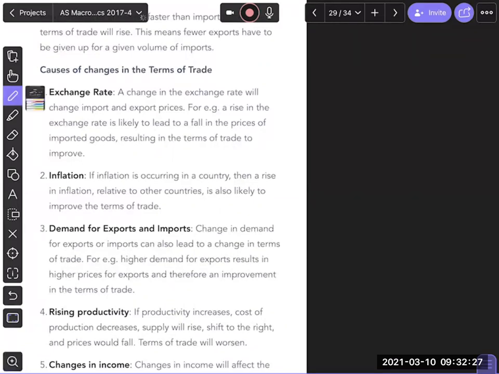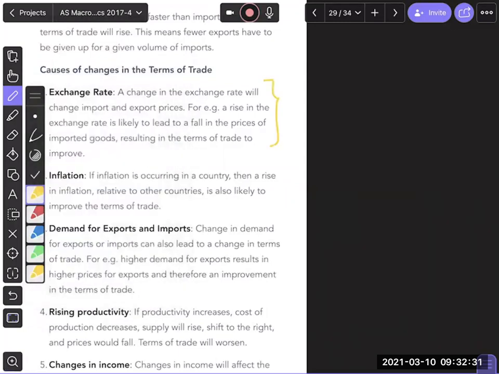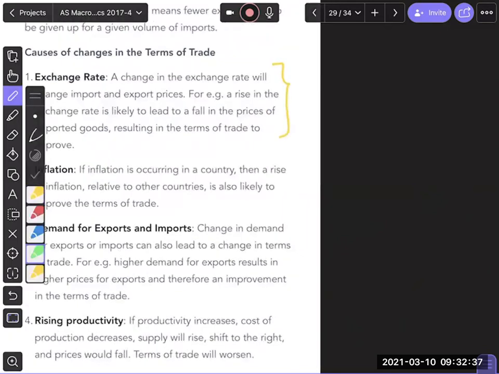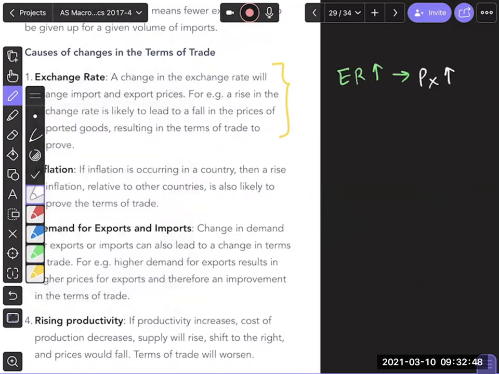Okay, the first factor I want to discuss is called the exchange rate. Let's say the exchange rate of a country goes up. If the exchange rate goes up, we know this: exports will become expensive and imports will become cheaper. Isn't that true? And if that's the case, what will happen to terms of trade?